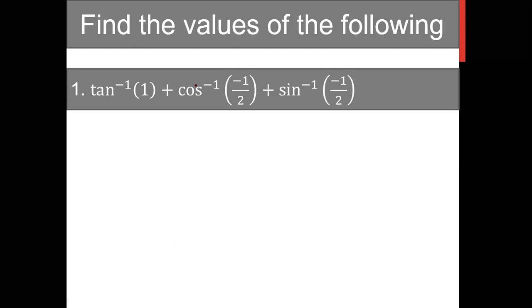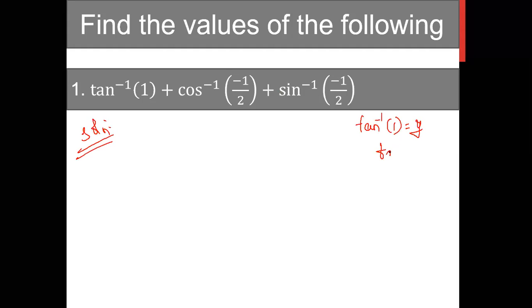Find the values of the following. So till now what you used to do, you used to find out individually. Now what should you do? Find out individually and then add it up. Add it up and see what answer comes. So we'll start with tan inverse of 1. Take tan inverse of 1 as y.